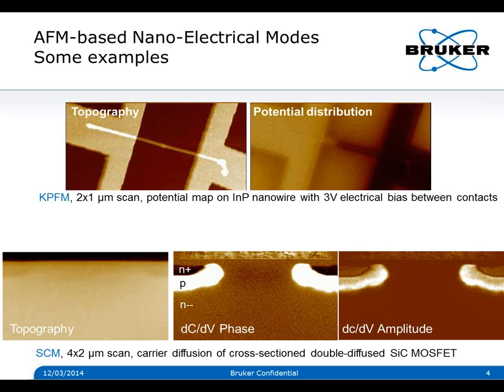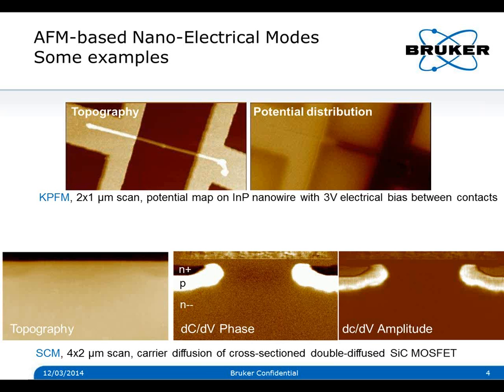The bottom image is a scanning capacitance example, and there are 3 images. One is topography, 2 are capacitance data. Again, this is on a cross-section device, so topography doesn't show much because it's typically polished or cleaved, but the electrical data show clearly the implant regions. There's an N+, a highly doped N region, a P-doped region, and then a low-doped N-type substrate. This is a silicon carbide double diffused MOSFET device structure. So we have 2 junctions in there.